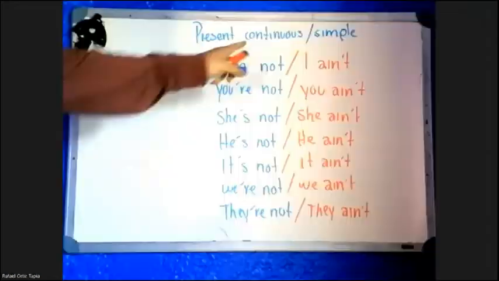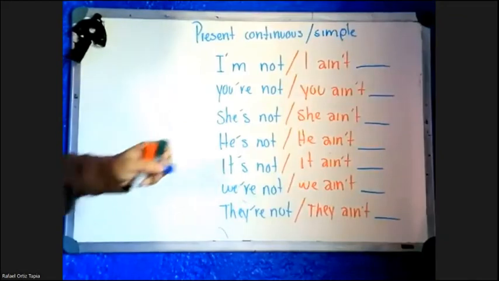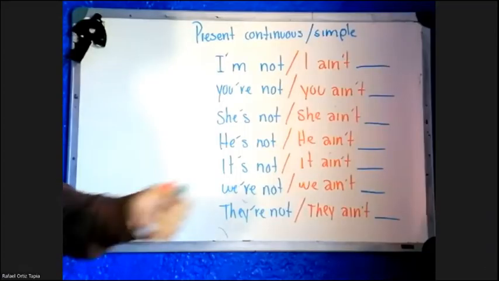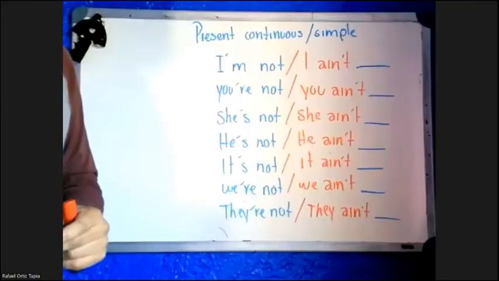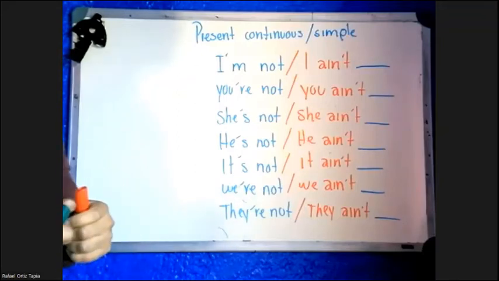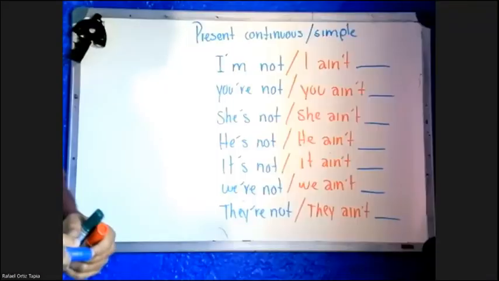O sea, si ya lo quieres ocupar en continuous, pues ya sabes. Tienes que poner aquí un verbo en ing. Para que lo conviertas en presente continuo, acuérdate que ahí después del ain't tendría que venir un verbo en ing. I ain't working. You ain't taking a class. Tú no estás tomando una clase. Or he ain't arguing. Él no está peleando, discutiendo. He ain't arguing.